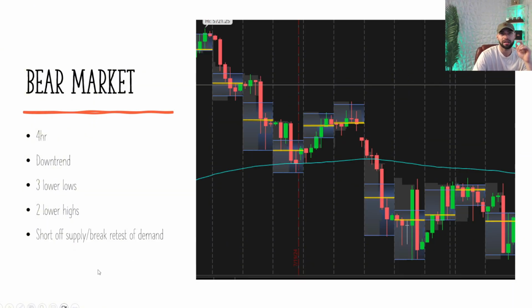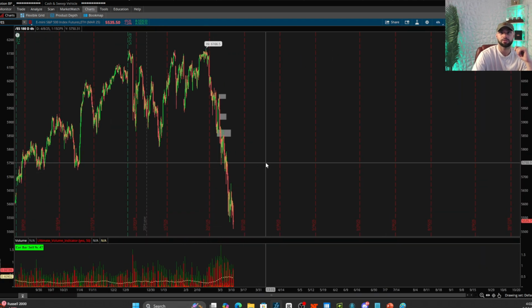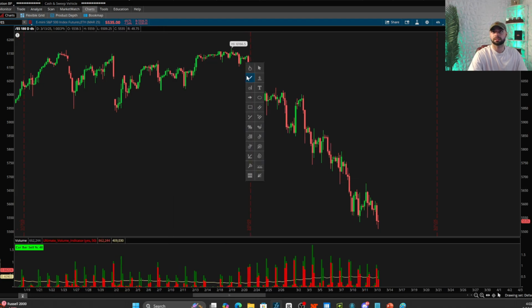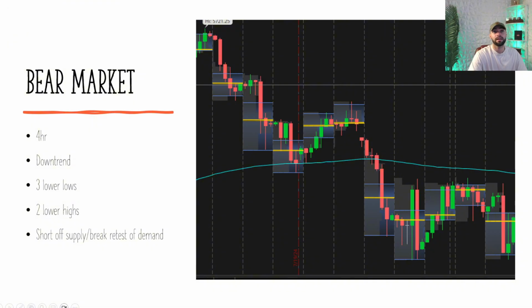Bear market, the opposite. We want to go short off supply, or break and retest of demand. 3 lower lows, 2 lower highs. So I use the 4-hour structure to base my sentiment. It works the best for me. And obviously right now we're in a very, very clear bearish market sentiment. Extremely clear, right? Because of all the stuff we have going on right now.